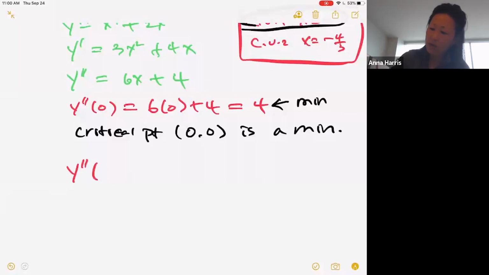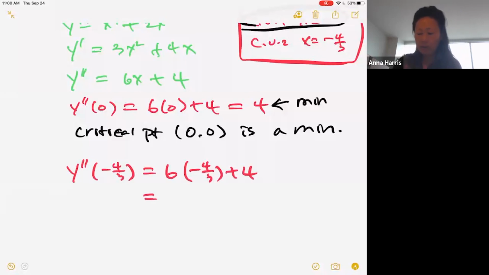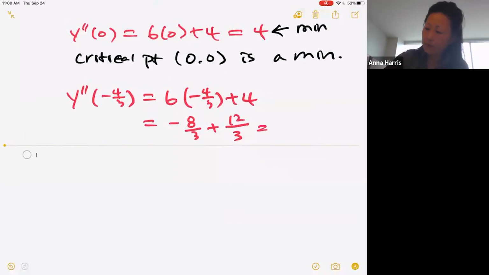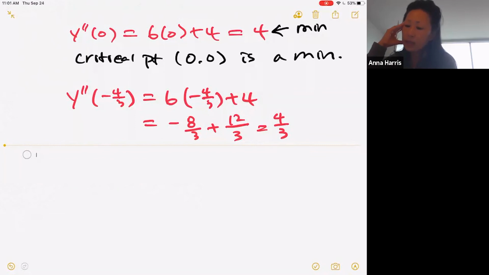Y double prime of negative 4/3 gives me 6 times negative 4/3 plus 4, which gives me negative 8/3 plus, I'm going to write 4 in terms of thirds, which will be 12/3. Which gives me what? 4/3. I have another minimum. 2 minimums, that's interesting. Usually you have 1 maximum and 1 minimum.